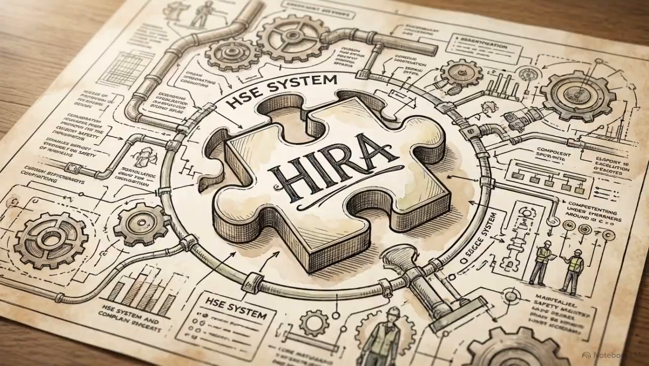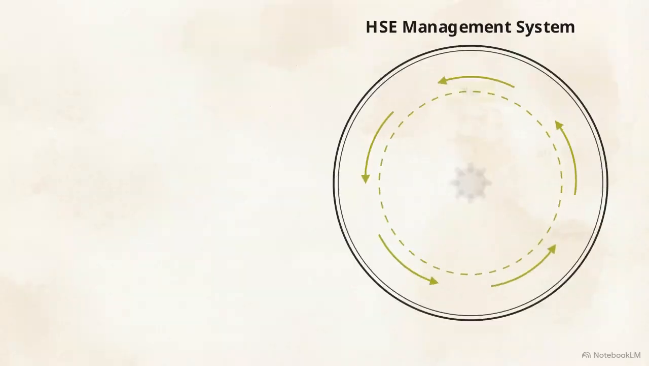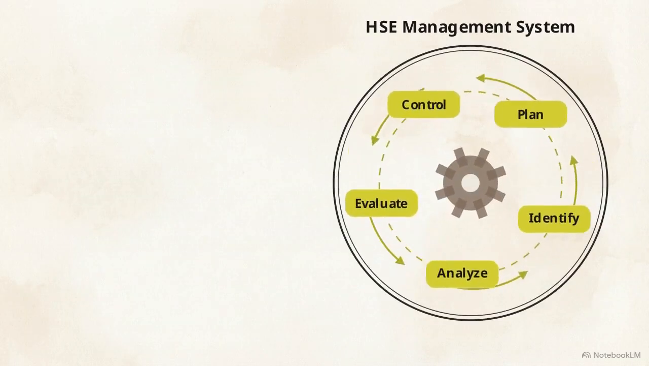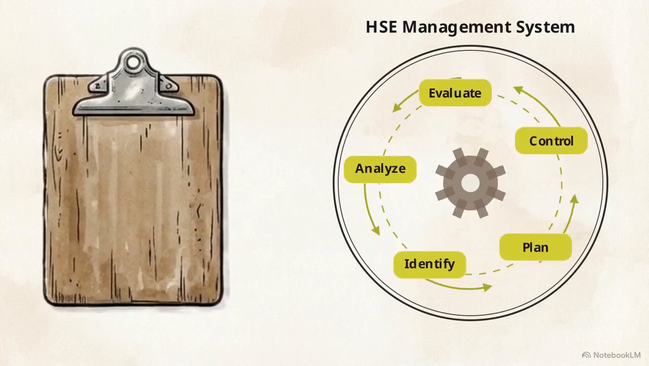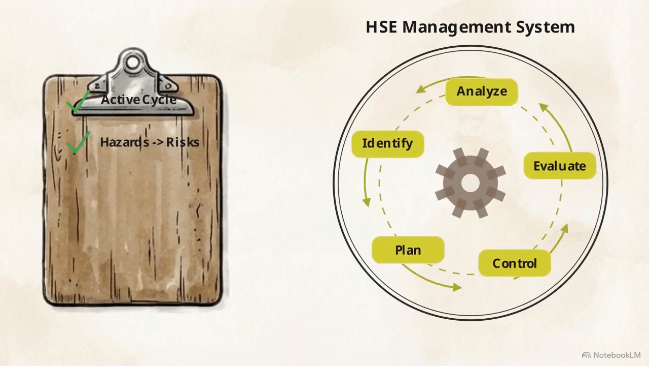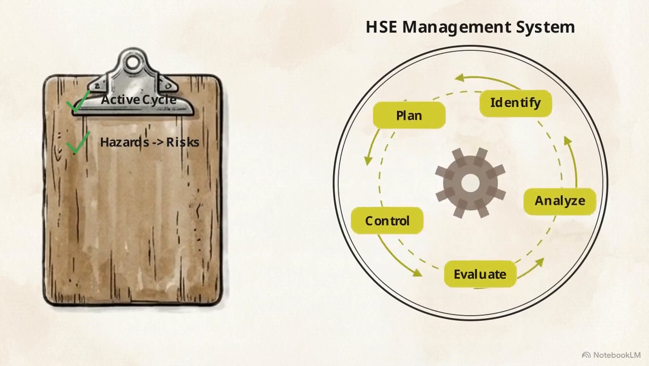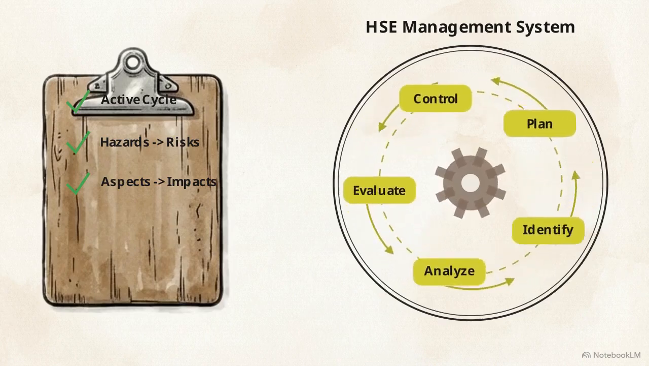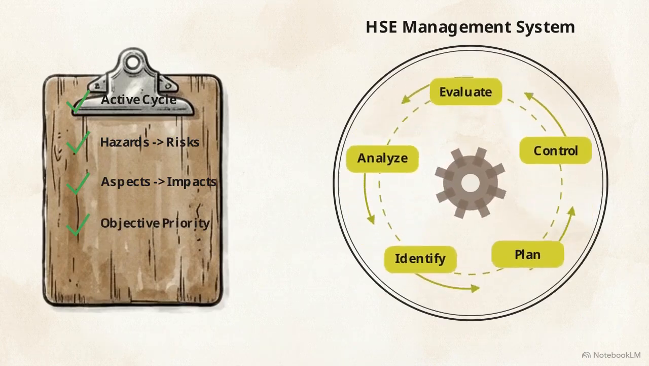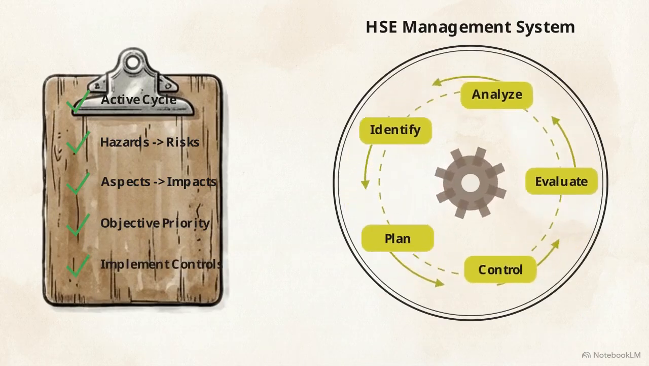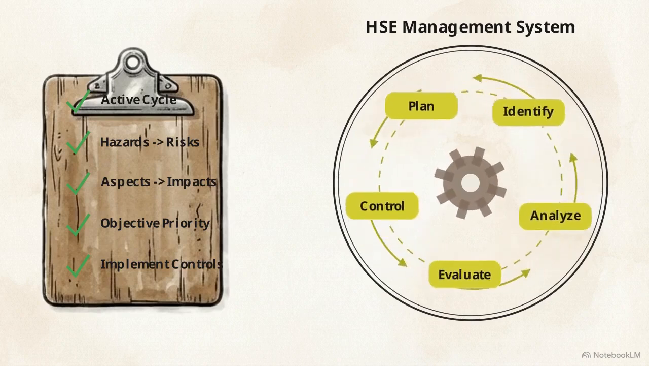The vacuum problem is now solved. We have the components required for a functional safety system. These steps function as a cyclical engine within the management system. First, HIRA is an active cycle. Second, hazards are sources of harm, risks are consequences. Third, aspects create impacts. Fourth, prioritize threats objectively. Fifth, controls bridge raw risk to a safe residual level.